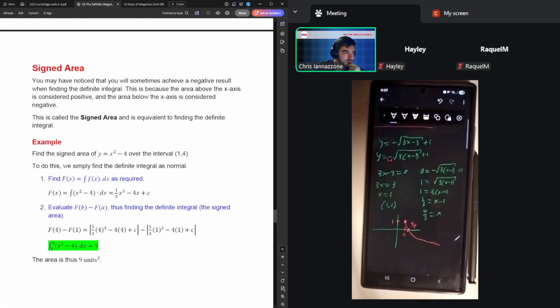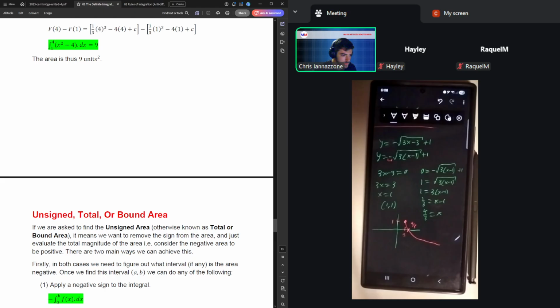For now, is it fair enough, the differences between positive and negative area? Does any of that need to be clarified further? Sweet.